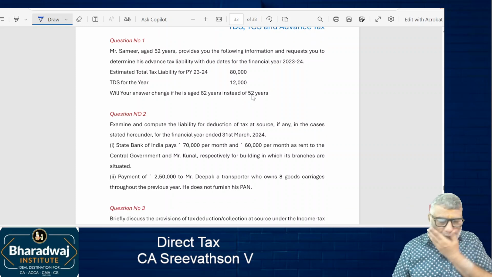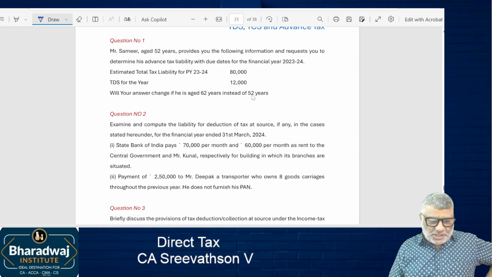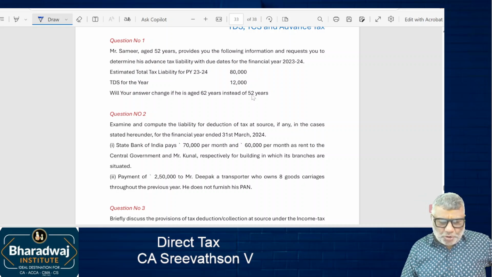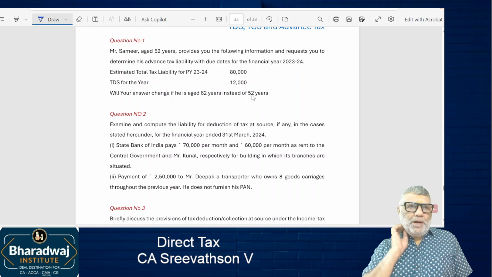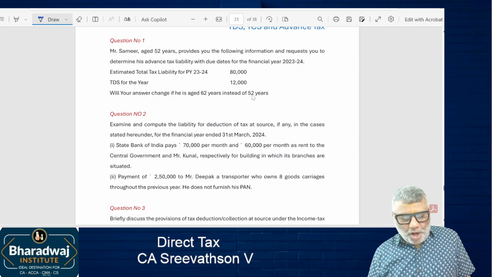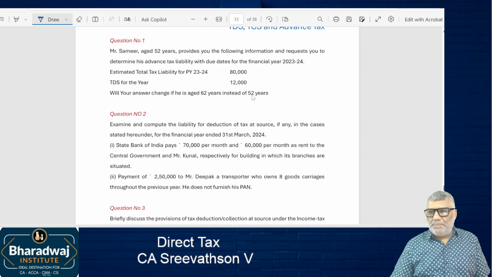From question number 2. Examine and compute the liability for deduction of tax at source, if any, in the cases stated hereunder. The State Bank of India pays 70,000 and 60,000 as rent to the central government and Mr. Kunal respectively for buildings in which its branches are situated. For government, no tax. For Kunal, it will come under 194I, 10%.